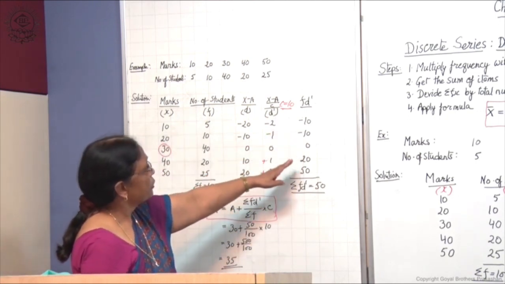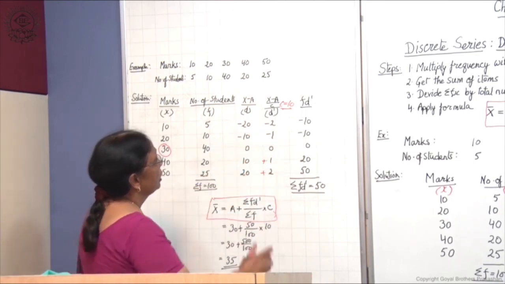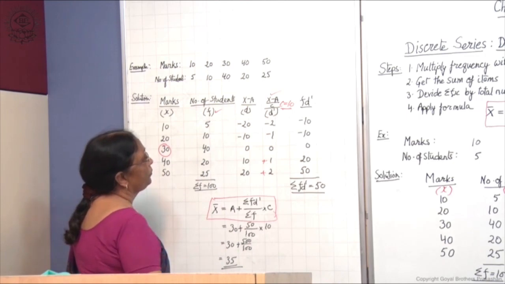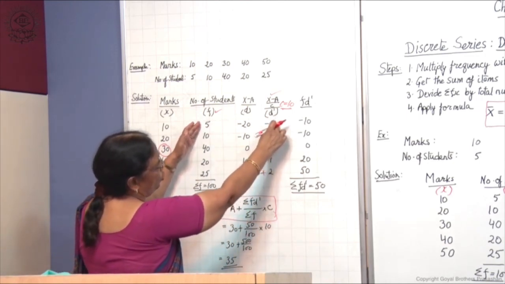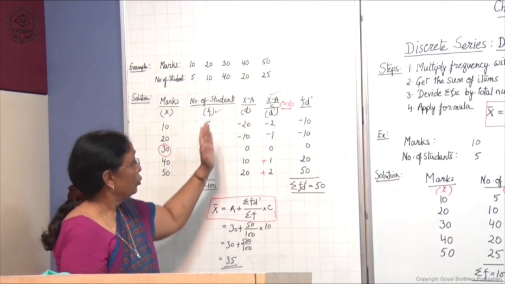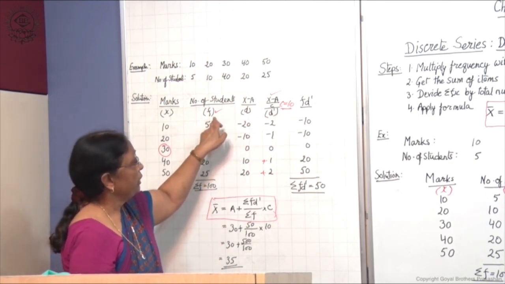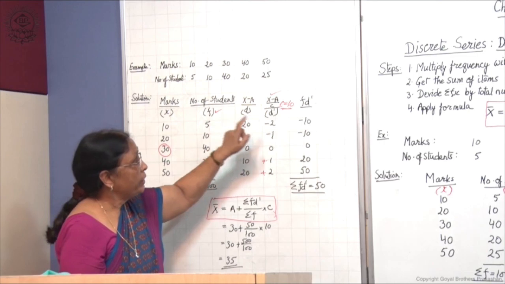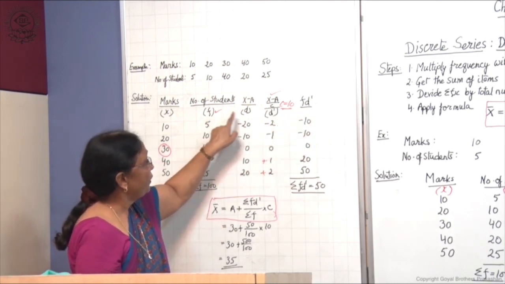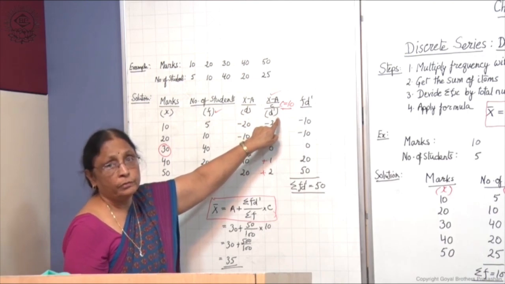So the next column will be FD dash. Now this is the D dash column and this is the F column. So you have to multiply these two columns, right? Don't multiply D with F, then you will get only FD. But here you need to have FD dash. So multiply F with the D dash column.